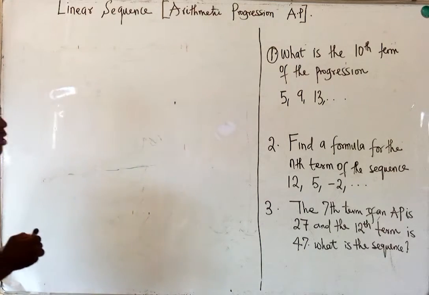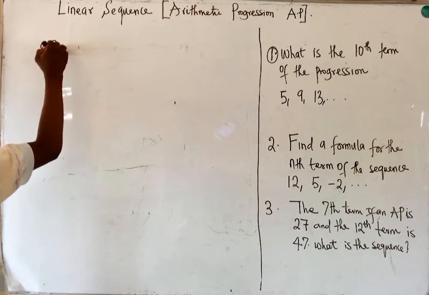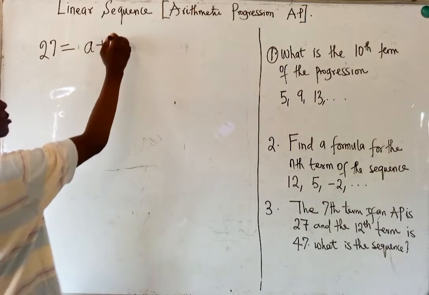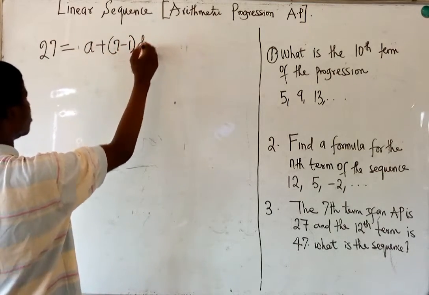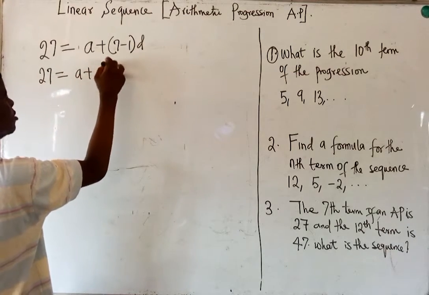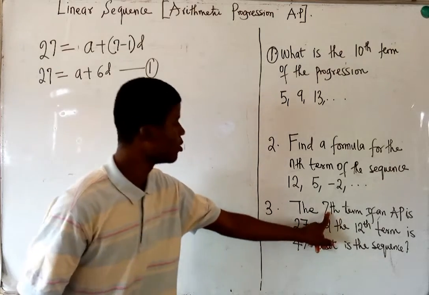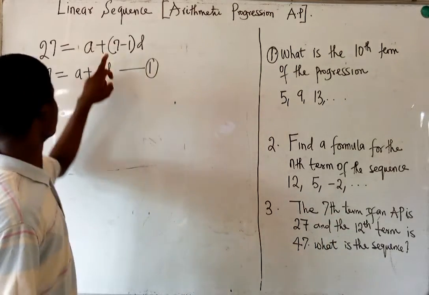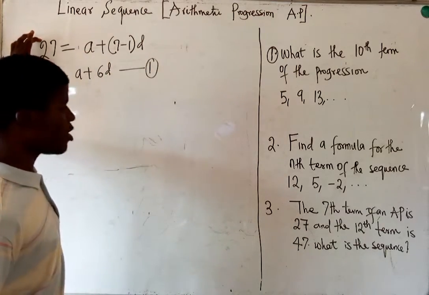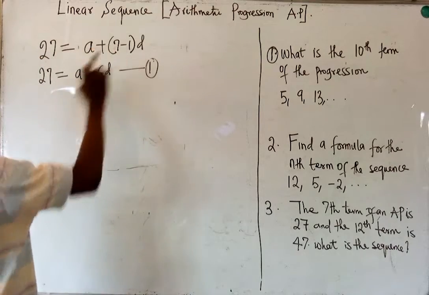Now, the 7th term is 27. The way I will write this is 27 is equal to A plus 7 minus 1 D. That is 27 is equal to A plus 6D. That's the first equation. The 7th term, which is n is 7. The common difference and the first term we don't know. This 27 here is the 7th term. So 27 is equal to A plus 6D.